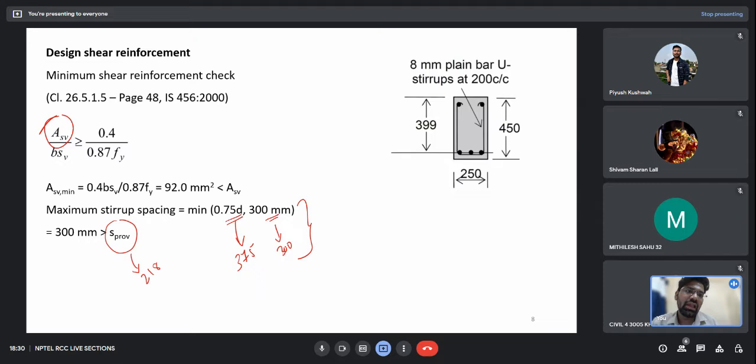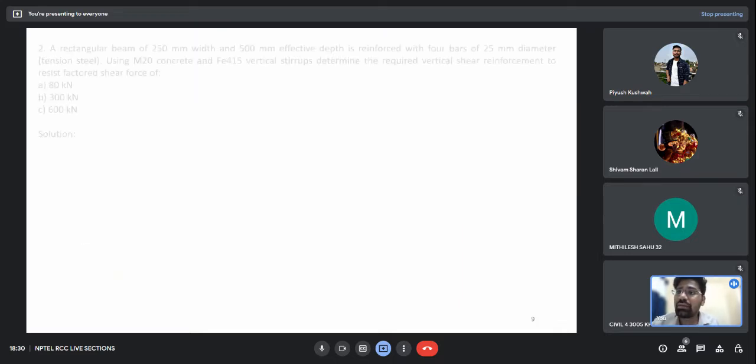So in this way, I am providing my two-legged stirrups at a center to center spacing of 200 mm. So this was all about the first problem. Now let's move on to the second problem.